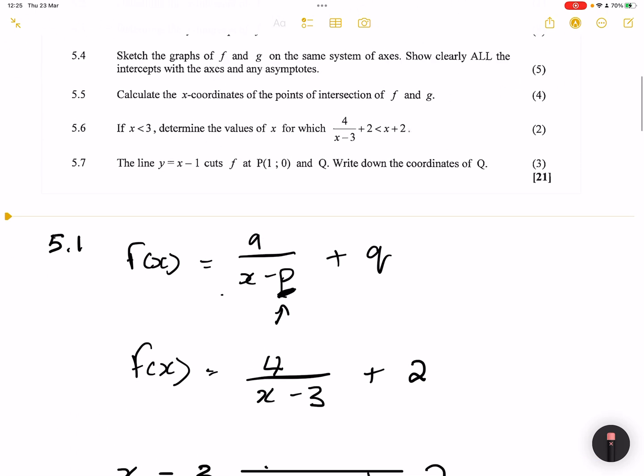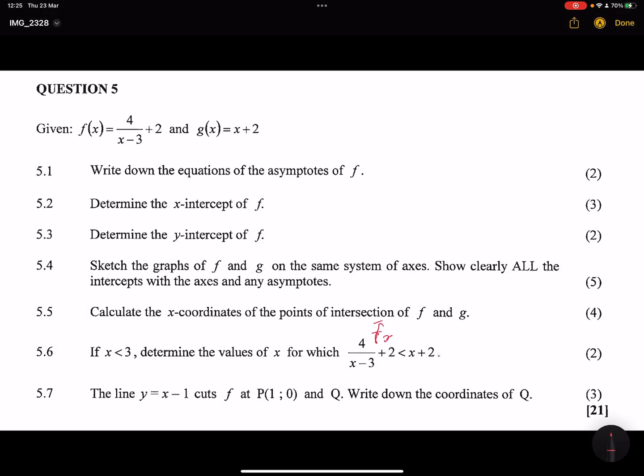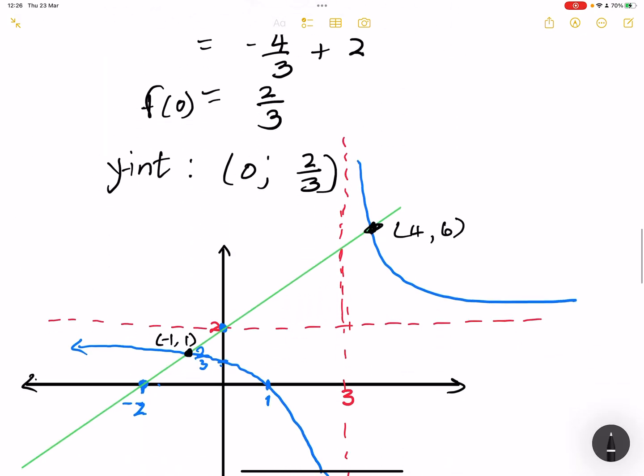Moving right along. Right, they say if x is less than 3, right? So it means we are looking at any point that is less than 3. They say determine the values of x for which, now notice this is our f of x, right? So for which f of x is less than g of x, right? So what does that mean? Where would f of x, the hyperbola, be below the straight line graph for any values where x is less than 3, right? So let's go back to our graph.